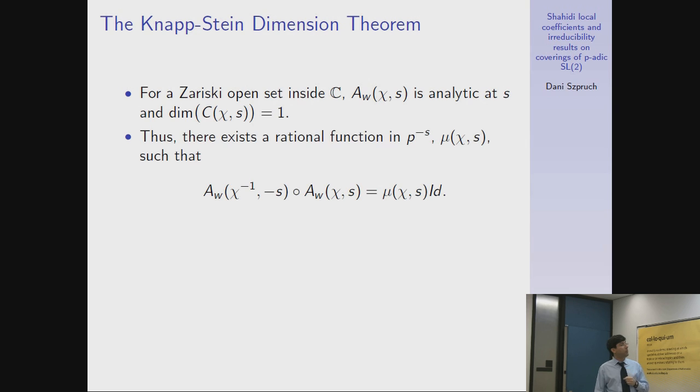So if you compose these two, you end up with a self-intertwining operator. It must be a scalar map. And this scalar, this rational function, is called the Plancherel measure.